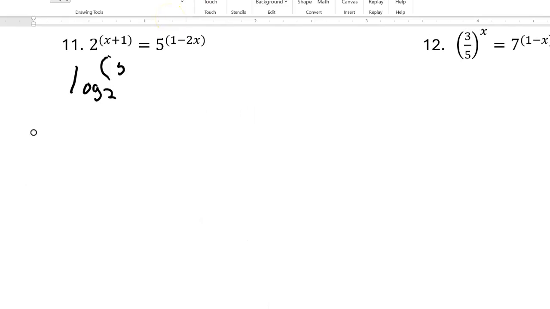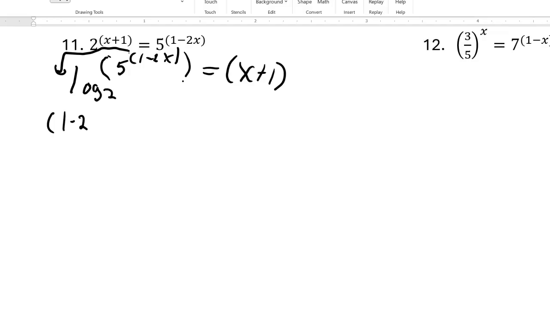So 5 raised to the 1 minus 2x, okay, equals to what was the exponent on the left-hand side, so x plus 1. Okay, so just that normal conversion there. It looks a little scary, but it's the same idea. But what we can do here is we can use the third property of logs to bring the exponent on 5 down as a coefficient in the front. Okay, so we're going to end up with 1 minus 2x times log base 2 of 5.